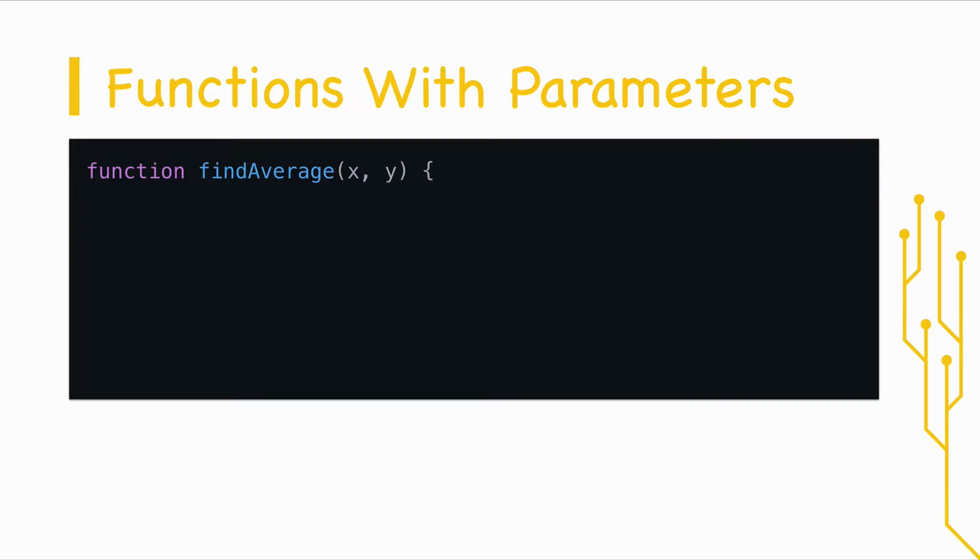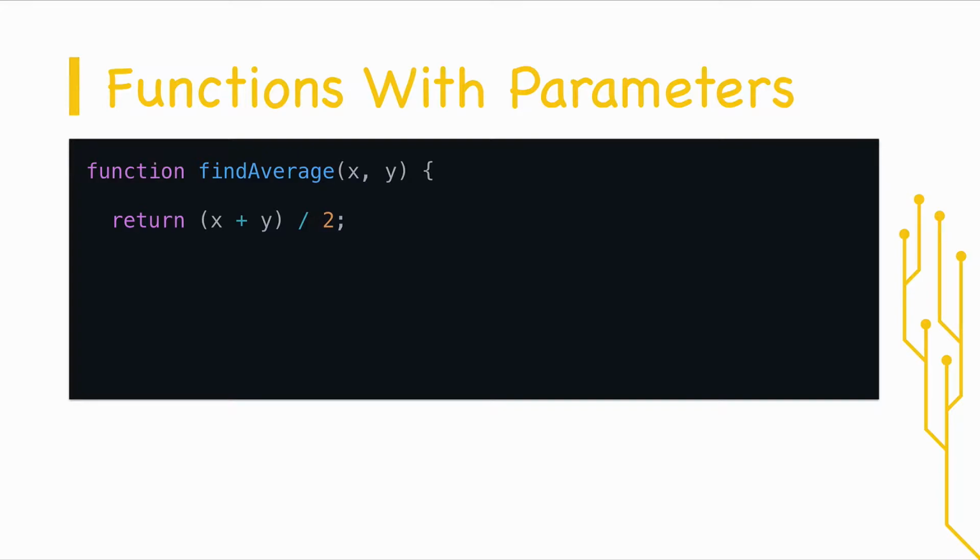So we type in findAverage, and then a pair of parentheses, and inside the pair of parentheses we define all our parameters, which in this case is x, y, because we have two parameters x and y. However, you can have as many as you want depending on your application. And then we'll define all the code inside the function's body inside a code block. So we start off with our starting curly brace. And now inside the function, we will need to calculate the average and return the values.